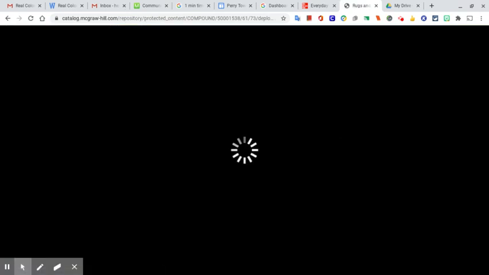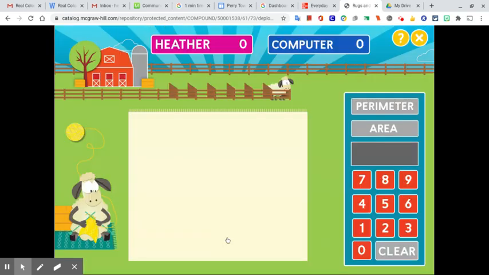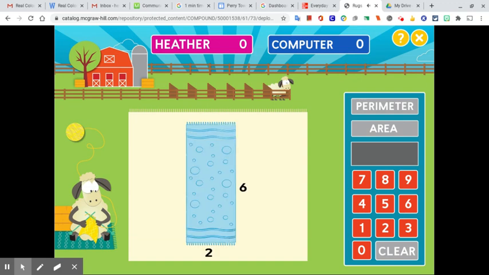So go ahead and click start, and I'll show you just one round right here. So I'll pick pink, and my opponent's going to pick blue. You pick for them for player 2, and then you click play. Let's play Rugs and Fences.